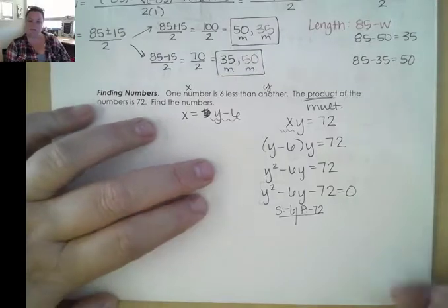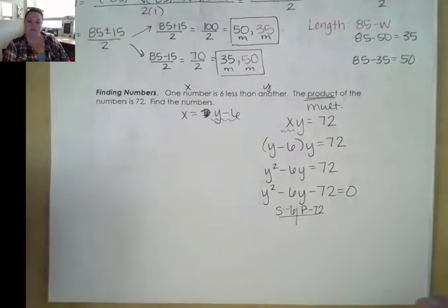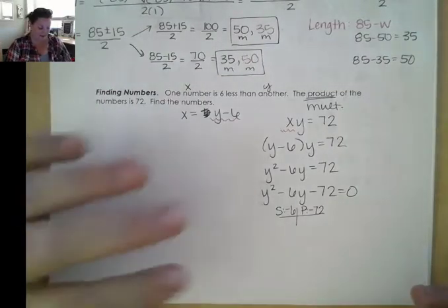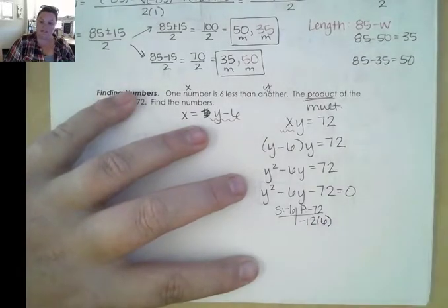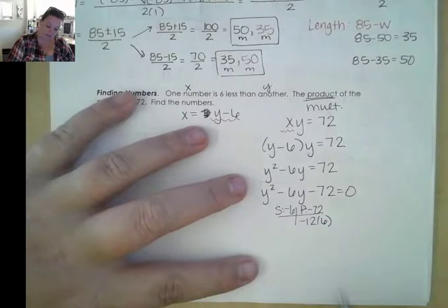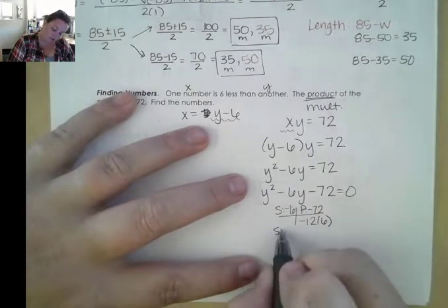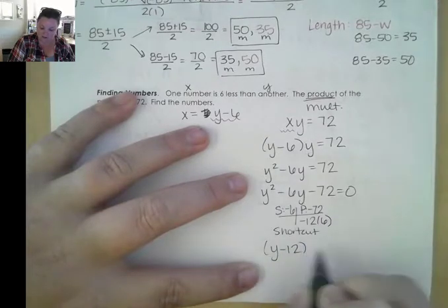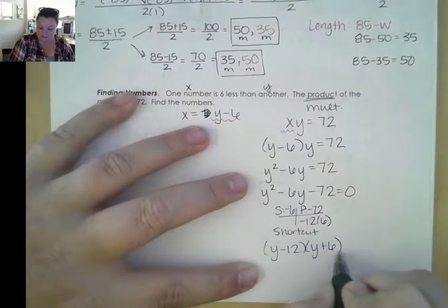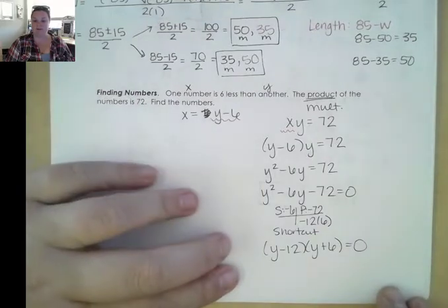So 72 multiplies to 72 and combines to 6 would be what? 12 and 6. So negative 12, positive 6. And because our leading coefficient is a 1, we can use our shortcut, which says that this factors into y minus 12 and y plus 6. And then we just have to solve each piece.